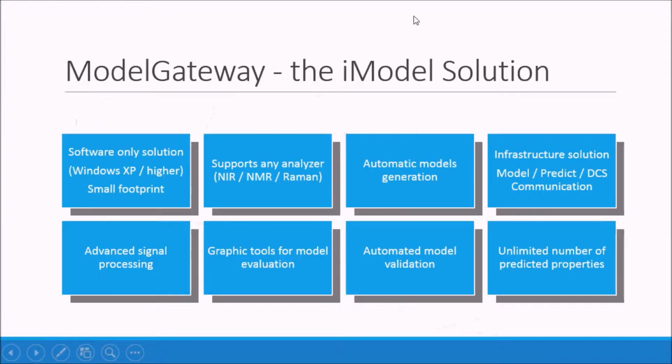The Model Gateway software is a software-only solution. It can be installed on any Windows machine with a small footprint. It supports any analyzer. It generates models automatically. It's an infrastructure solution, so it takes care of modeling, prediction, and communication. It includes advanced signal processing, graphic tools for model evaluation, and data comparison with lab. It does a validation automatically based on lab data feedback, and it can predict an unlimited number of properties.